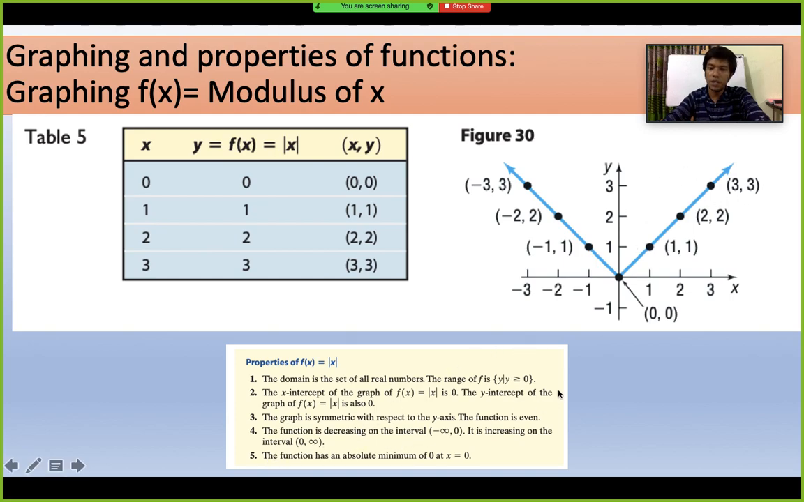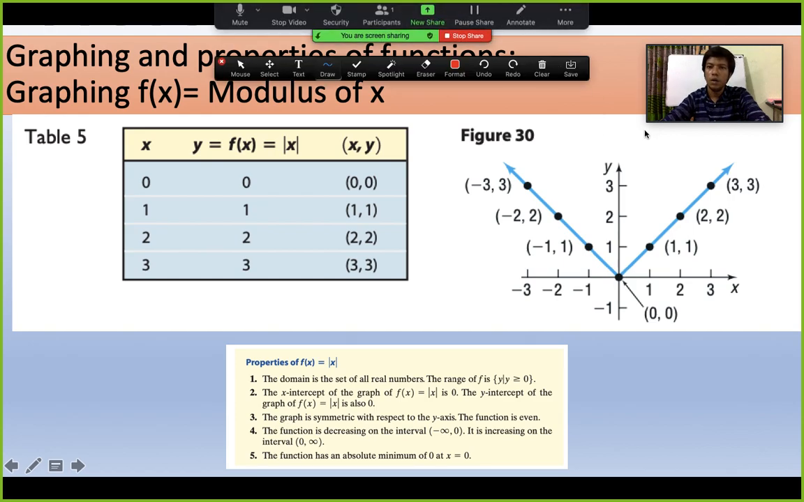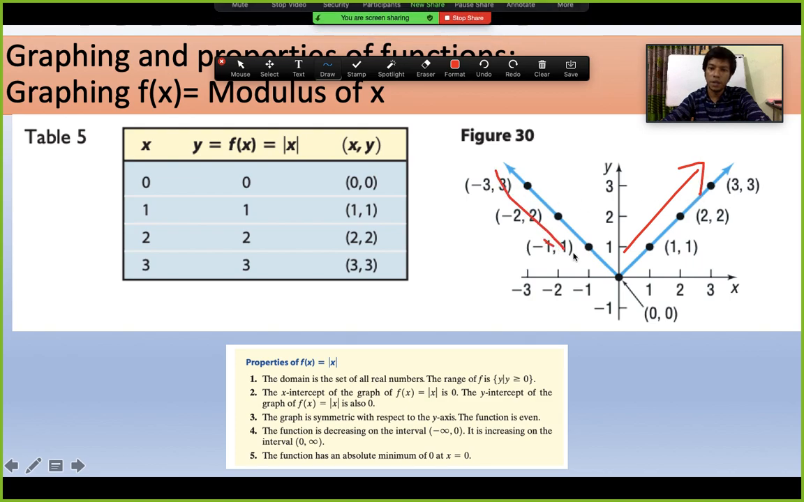The function is decreasing and increasing. From minus infinity to 0, the function is decreasing, and from 0 to plus infinity, the function is increasing. The function has an absolute minimum. So this is the absolute minimum. This is the lowest point of this graph.